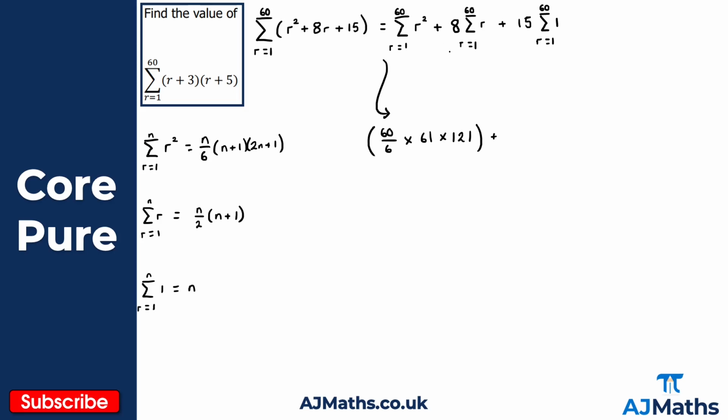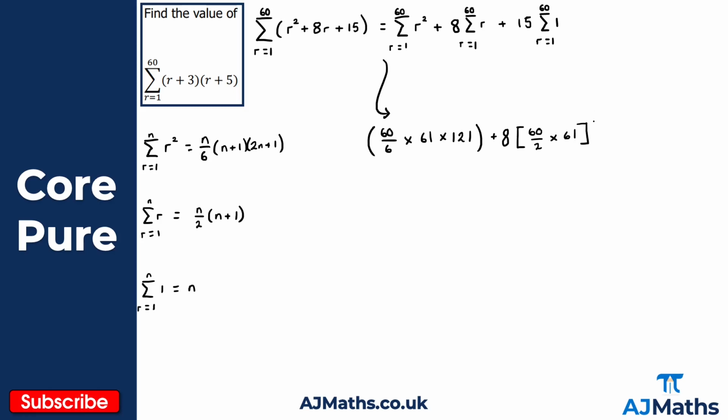Now just be careful here with the middle summation. We need to times all of this by 8. So I've got 8 lots here. And again, using our standard result, I'm replacing n with 60. I get 60 over 2, so that's 30. I'll write it out in full, so I've got 60 over 2, and I times that by 60 plus 1, so that's 61.